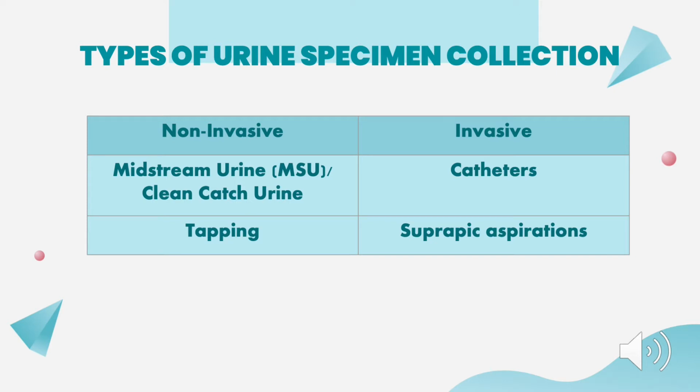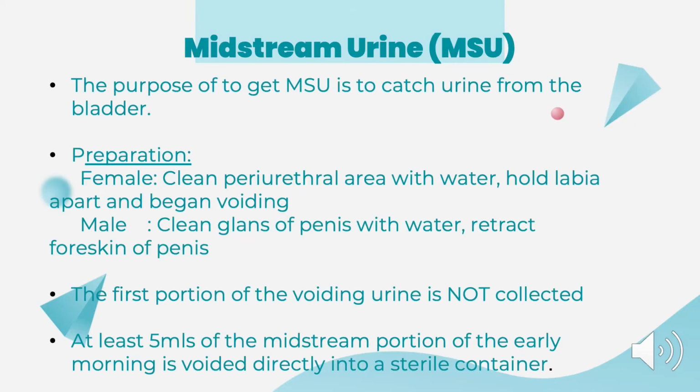Midstream urine, MSU, or clean catch urine and tapping procedure are in category of non-invasive type, whereby the catheters and suprapubic aspirations are in the invasive category. The first type of urine collection is the midstream urine, or in short form, MSU. The purpose of MSU is to get clean catch of urine.